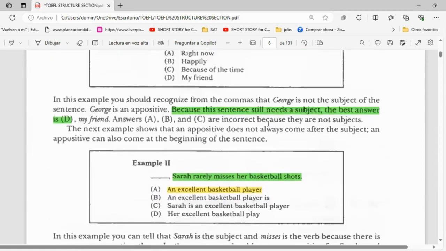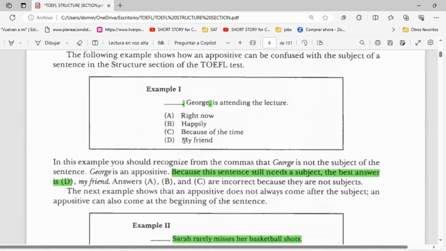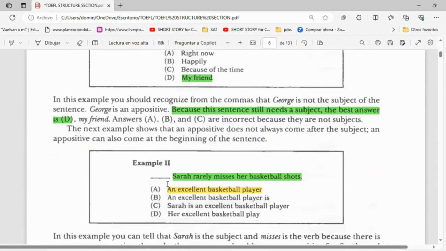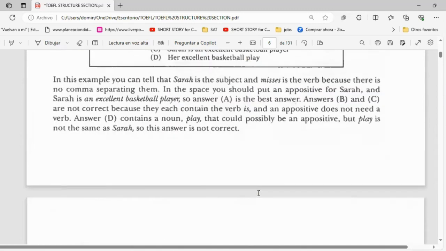So notice here we have two examples. One example where the appositive is between commas, George, and now an appositive that is before a comma, an excellent basketball player. It's the appositive. All right.